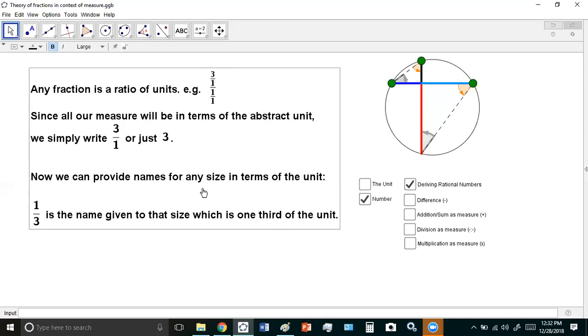Now we can provide names for any size in terms of the unit. And just as 3 over 1 is the name for 3, 1 over 3 is a name given to that size, which is 1/3 of the unit. And likewise, we can give names to any other magnitude, which is a multiple of the unit. Now remember that that's very important. It has to be a multiple of a unit or part of a unit, okay? Because 1/3 is part of a unit. So essentially right now, what I've done for you is I've derived all the rational numbers, okay?